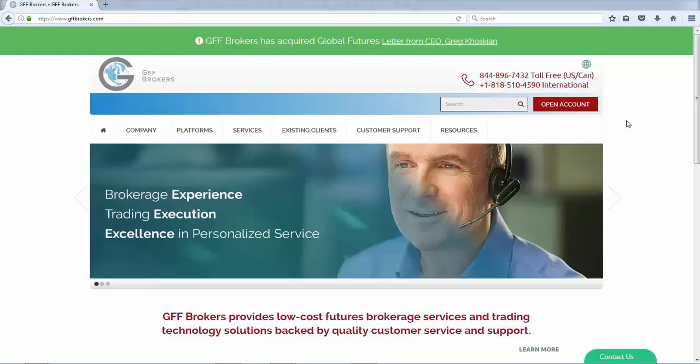Somebody else asked me recently, do you have to have 25,000 in your account in order to day trade the futures? You do not. You can have any amount of money in your account that the broker is okay with, and all brokers have a minimum. For instance, Interactive Brokers has a $10,000 minimum to open the account. Apex Futures has a $4,000 minimum. GFF Brokers, the last time I checked, has a $2,000 minimum. So they all have minimums that you need to open the account with.